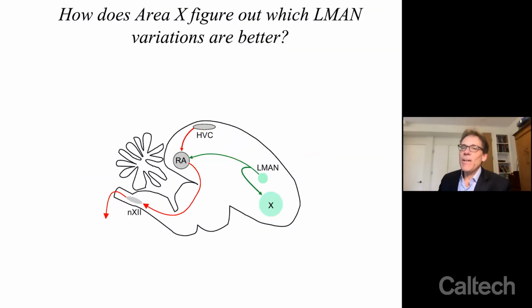So how does Area X figure out which LMAN variations lead to a better song and which lead to a worse song? Every axon that goes from LMAN to the motor pathway sends a collateral to Area X. So Area X sees an image of what every one of the 6,000 LMAN neurons is doing at every moment in the song.